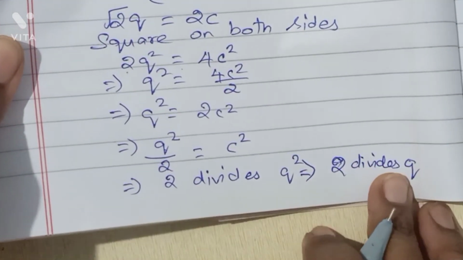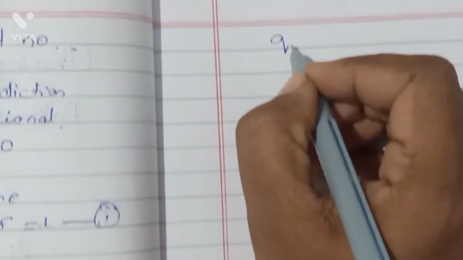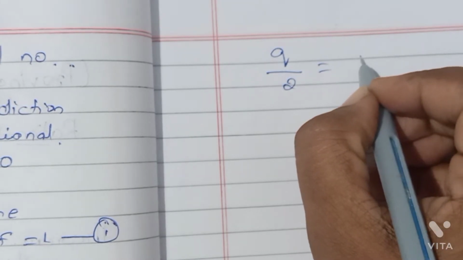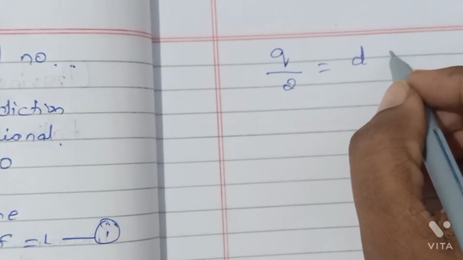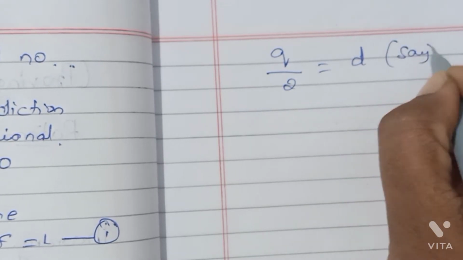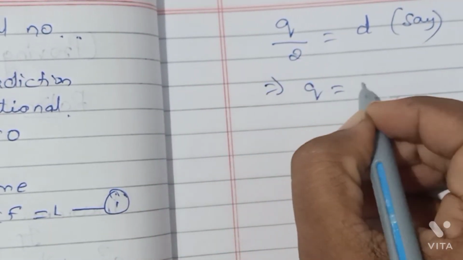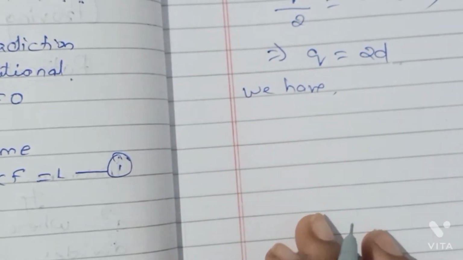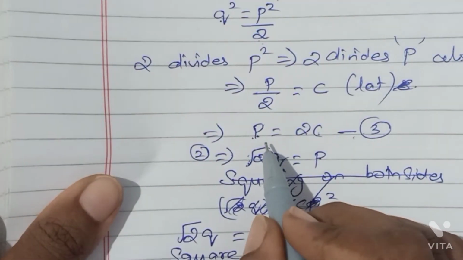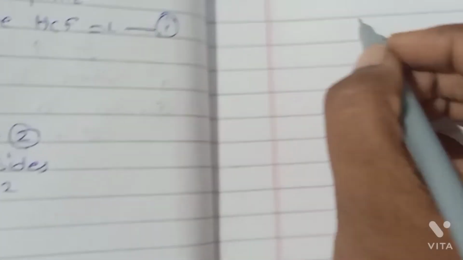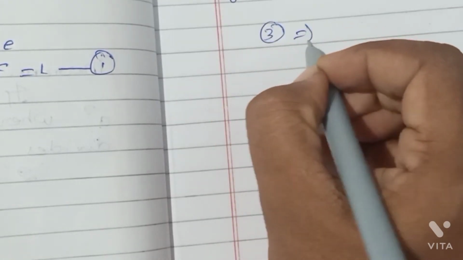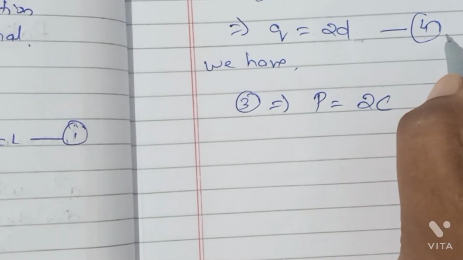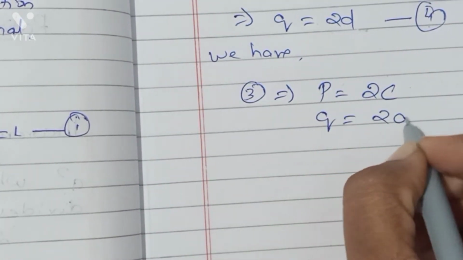Having 2 divides q, isn't it? That is q divided by 2 is equal to, so I will get some answer, isn't it? When I am dividing, we will get some answer. So let us assume that as some D, say. So this implies q is equal to 2D. Now actually we have in the third equation P is equal to 2C, isn't it? That is the third equation. P is equal to 2C. Let us mark this as the fourth equation. Q is equal to 2D.